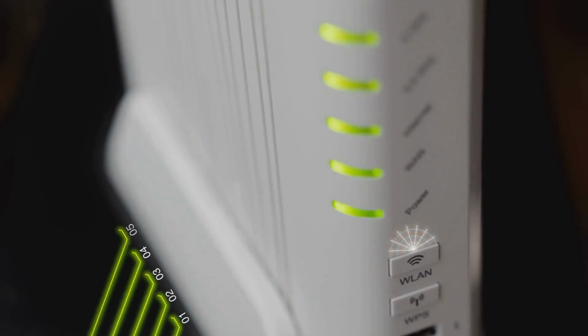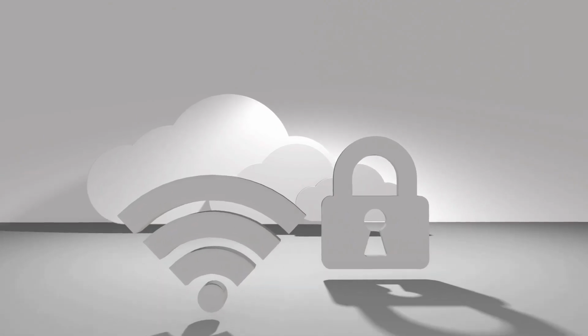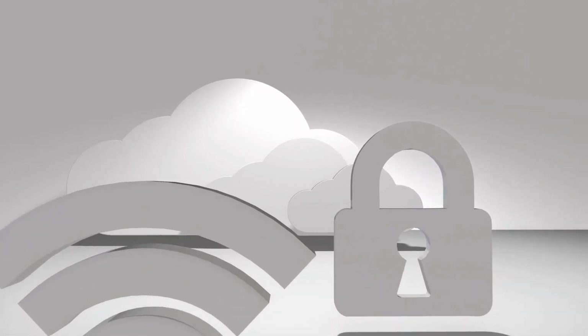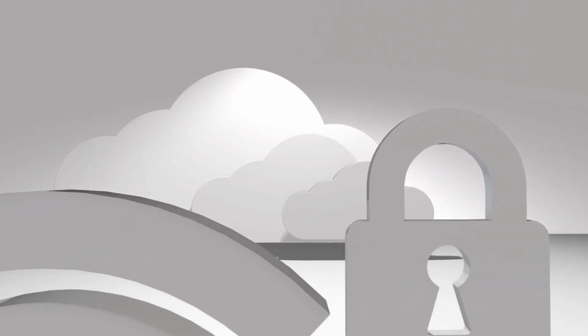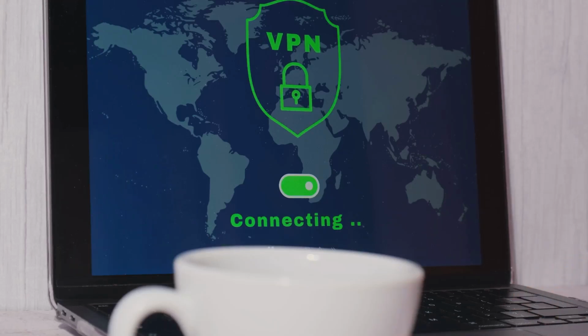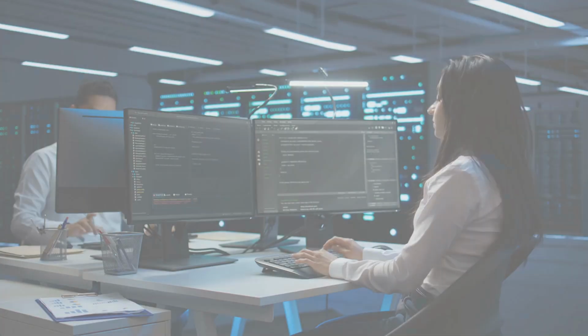WPA3 encryption. Ensure your Wi-Fi network is secure using WPA3, the latest encryption standard. WPA3 provides enhanced security over older protocols like WPA2 and WEP, reducing the risk of brute force attacks and other vulnerabilities. VPN, or virtual private network. A VPN creates an encrypted tunnel between your device and the internet, making it difficult for hackers to intercept your traffic, especially on unsecured networks.